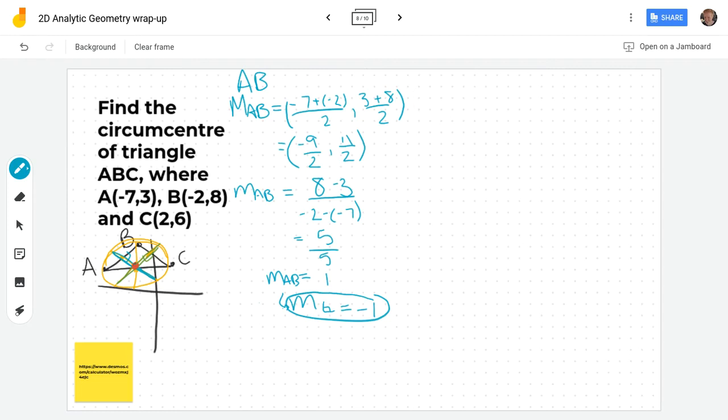So then for the perpendicular bisector, we know the equation of the line is y equals mx plus b. And then we know that this point, the midpoint of AB, is on the line, and we know that it has the slope of -1. So I'm going to substitute in this information with this information.